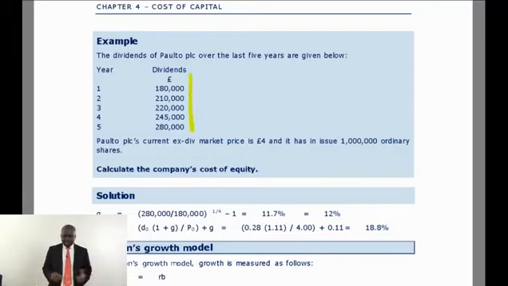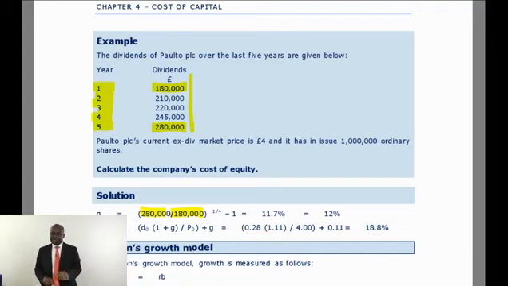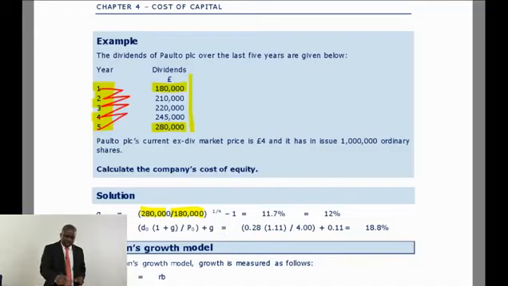Here, straightforward, the dividend is growing. Past information is given, so I should be able to calculate the growth rate. My current dividend is 280, and my dividend paid some time back is 180. I need 1 divided by n. What is n? N is the number of years of growth. Even though they've given us 5 years, the dividend hasn't grown by 5 years. It has grown by 4 years, from year 1 to year 2 to year 3 to year 4 to year 5.